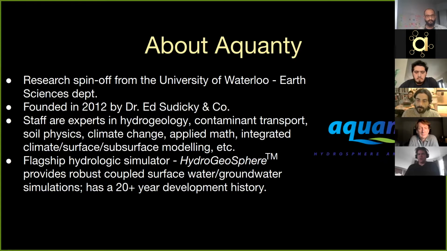Our flagship hydrologic simulator is HydroGeosphere, and it has about a 20-plus year development history and provides robust coupled surface water, groundwater simulations. These are not like the machine learning models we know and love today. These are physical models, like a weather prediction scheme. You kick things off with some initial state, and then it evolves that state forevermore, as long as things stay coherent and don't blow up. So that's HydroGeosphere. Can we move on to the next slide, please?